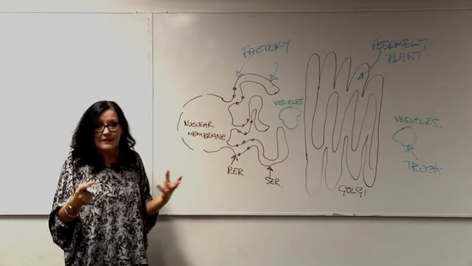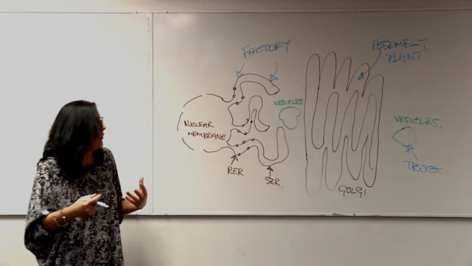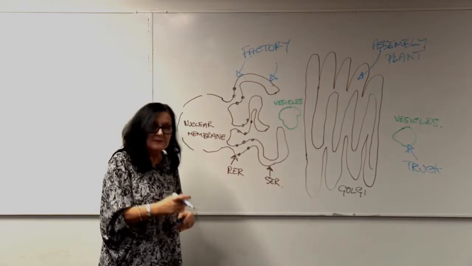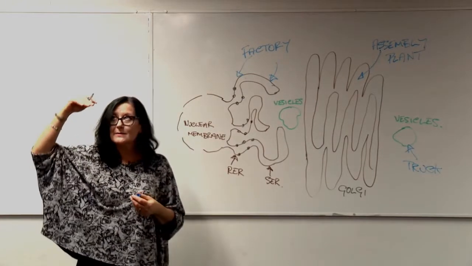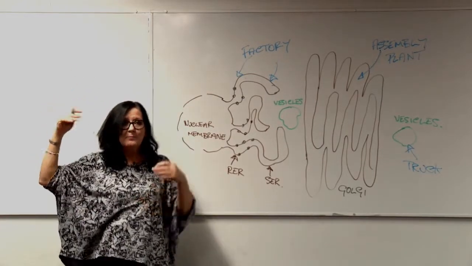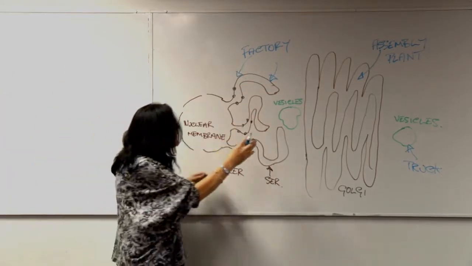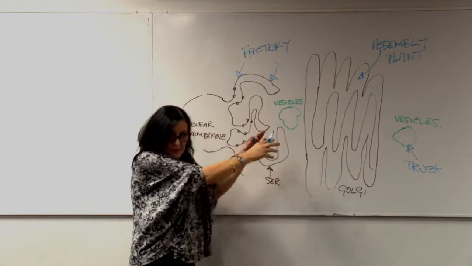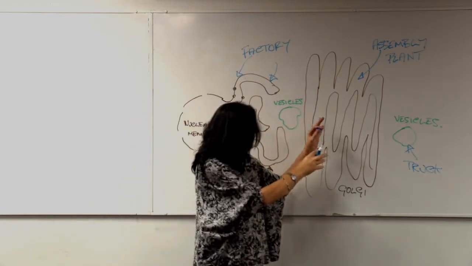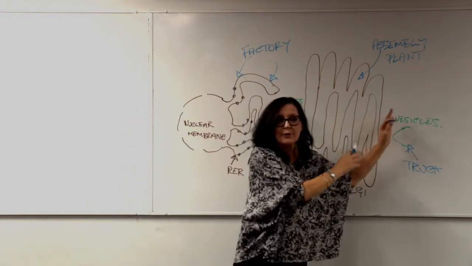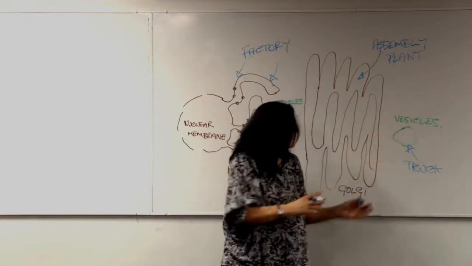And that can just sit around and be stored, or the vesicle can fuse with the plasma membrane and be sent out of the cell. So all of these membranes are fusing with each other each time things move from organelle to organelle.